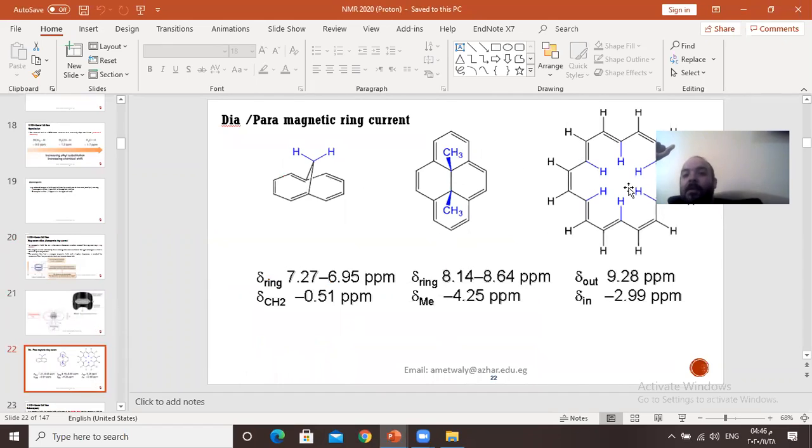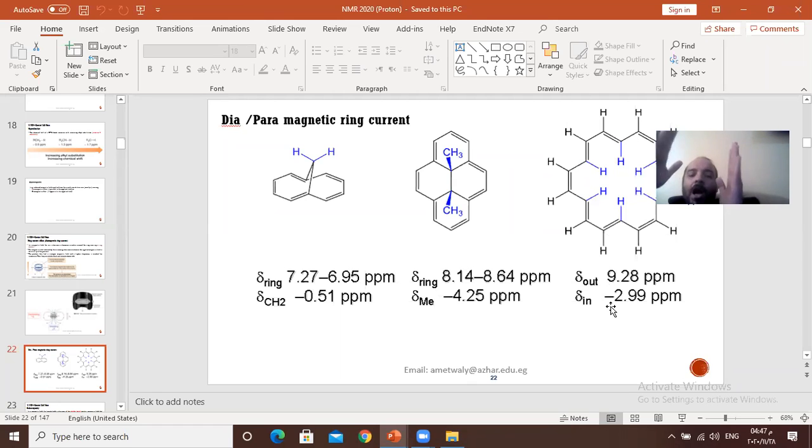Let's see here an interesting example. Look at this annulene. It's a very interesting compound. Why? These are protons and these are protons, they are the same. But these protons are inside the ring. This circulating huge aromatic system makes the anisotropic effect very big. So the protons which are inside are very shielded, appearing at -3, appearing before the tetramethylsilane.